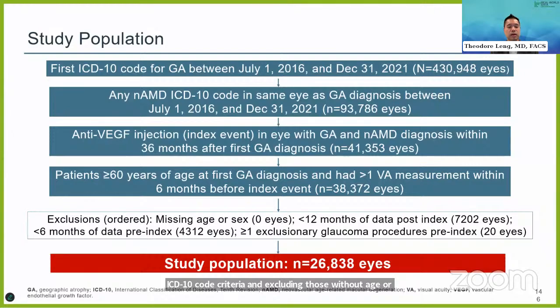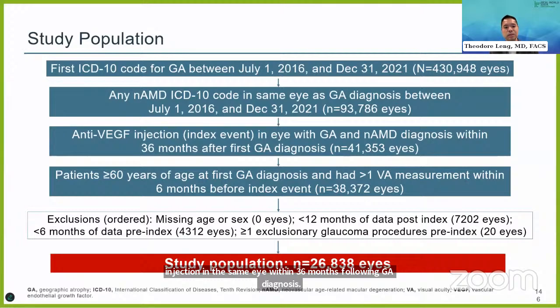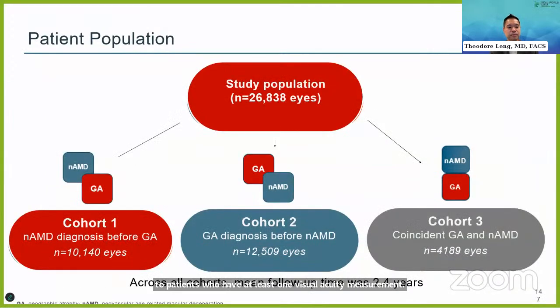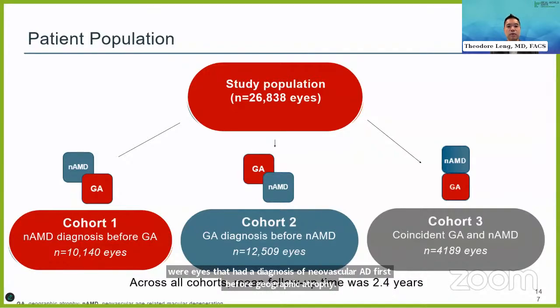We also limited data to those eyes that had an anti-VEGF injection in the same eye within 36 months following GA diagnosis, and to patients who had at least one visual acuity measurement prior to the first injection. We then took those 26,838 eyes and divided them into 3 cohorts. The first cohort were eyes that had a diagnosis of neovascular AMD first before geographic atrophy. The second cohort had GA before neovascular AMD, and the third cohort had diagnosis concomitantly at the same time.